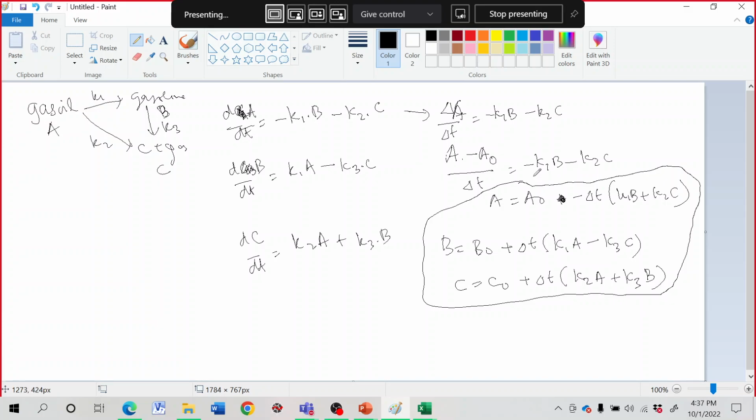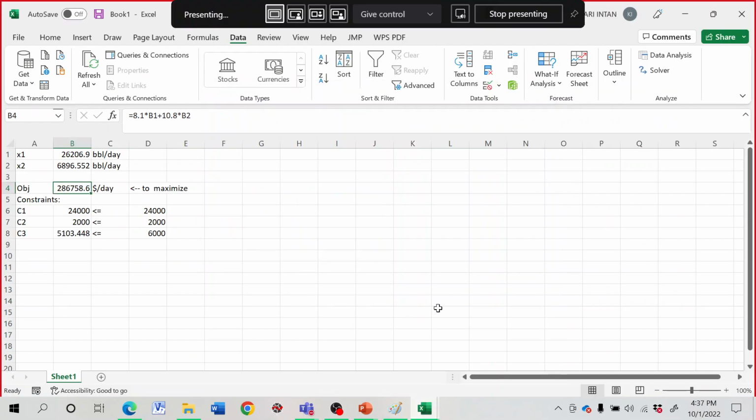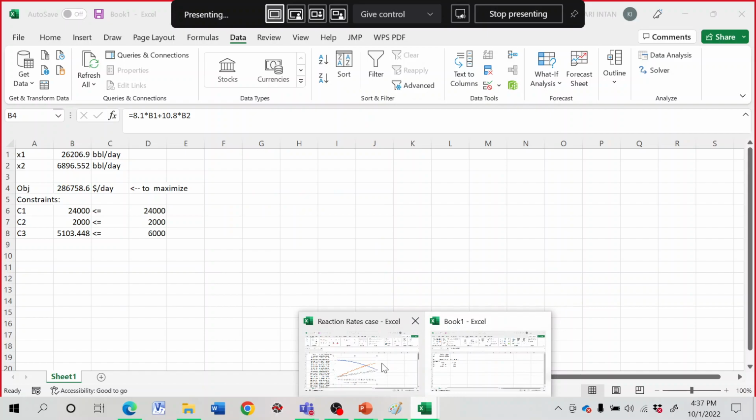And then you will try to find how much K1, K2, and K3 are, in such a way that all the data match with this calculated value, because we're going to calculate this A, B, C, and it has to match the data over here. The other one, the data over there.